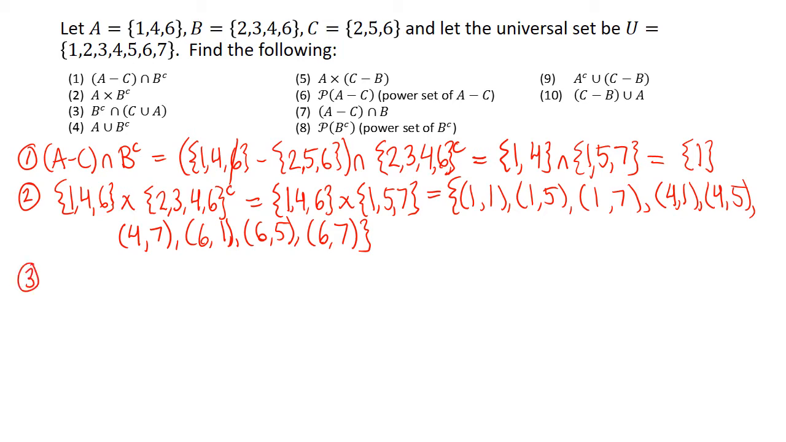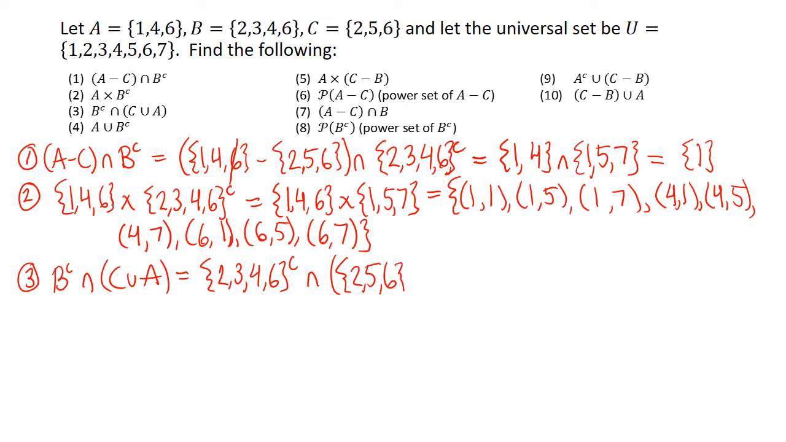Okay, part 3. So B complement again, which I know how to do, and then C union A. Okay, so let me just substitute in all the different little pieces and parts for A, B, and C, and then I will perform the operations. So C is going to be {2, 5, 6}, and then union with A, which is {1, 4, 6}. Okay, so I know how to do B complement. That is just {1, 5, 7}, things that are not in B but are in the universal set. And now I have an intersection.